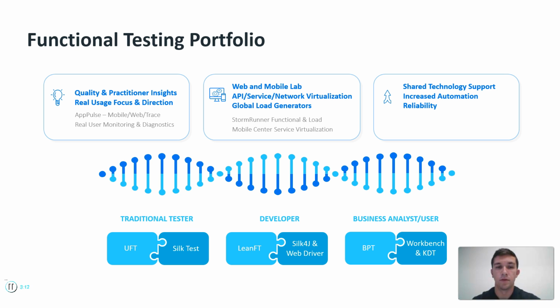And what we see below, StormRunner Functional is going to be a complement to them. Whereas the ones that we're seeing below, like Unified Functional Testing, Silk Test, LeanFT, Silk4j, BPT, Workbench, all these tools are basically what you're going to use to get the test script going, get it created. And then where StormRunner Functional really fits in is after we've got those test scripts created, now what do we do with them? We need to execute them, right? So this is where StormRunner Functional comes in.